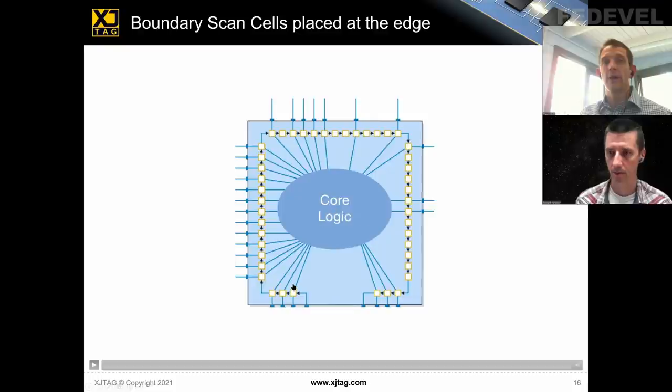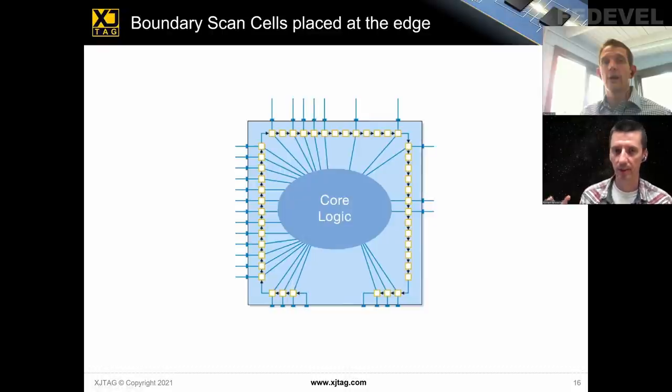With boundary scan, how to set the pin high and low from JTAG is always the same. So basically JTAG will switch off everything on the chip, and through JTAG you directly control the pins. Exactly.